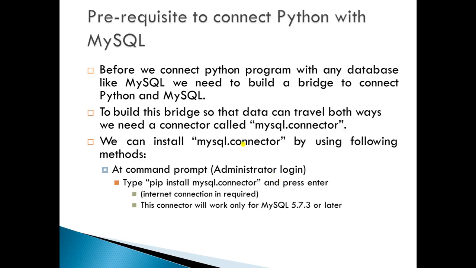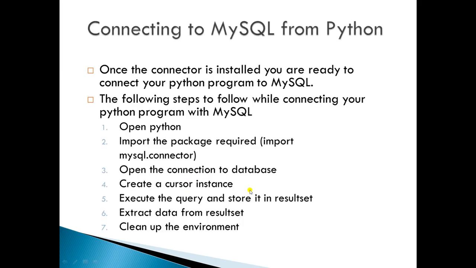Next is what we need to connect Python with MySQL. You need MySQL software and Python software. Then you need to install the MySQL connector by this method: pip install mysql.connector in CMD. Next is connecting to MySQL from Python. It needs these steps. First you need to open Python, then import the package, then make a connection. After this you have to create a cursor, then execute the query, and then extract the data from the record and then clean up the environment.